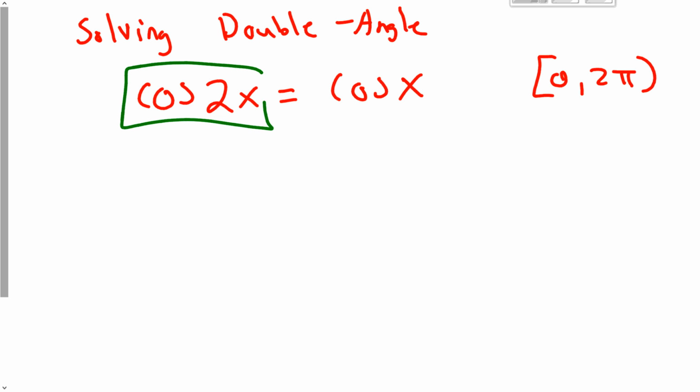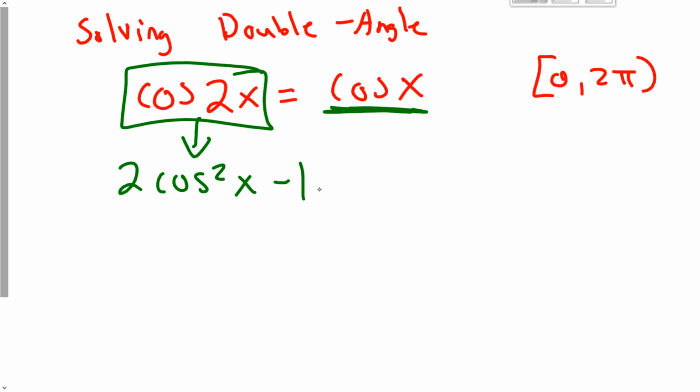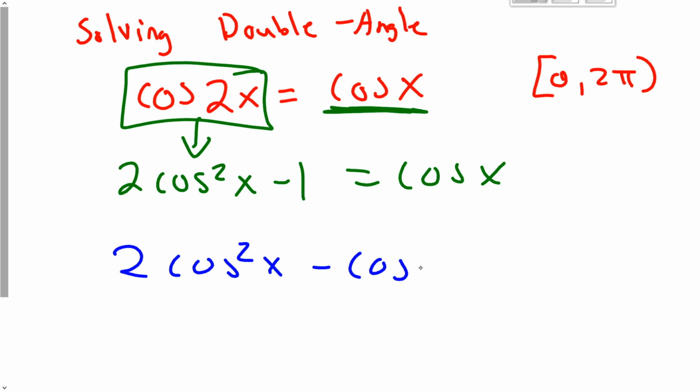But I can use my identity here for the double angle of cosine, and I probably want to use the one with cosine in it because this is equal to cosine. So I switch this to the identity, which is 2 cosine squared x minus 1. That equals cosine x. Then I can bring this over and get 2 cosine squared x minus cosine x minus 1 equals 0, so I set it equal to 0. Then I have a quadratic, so I factor this.